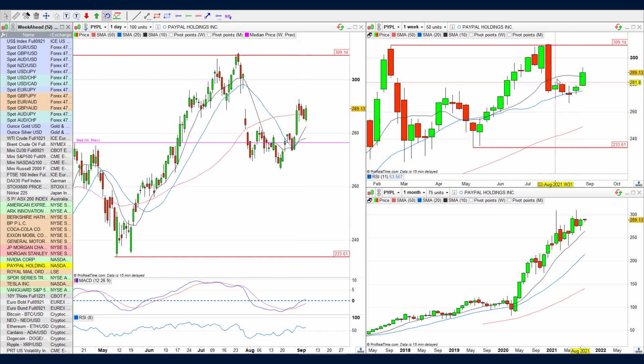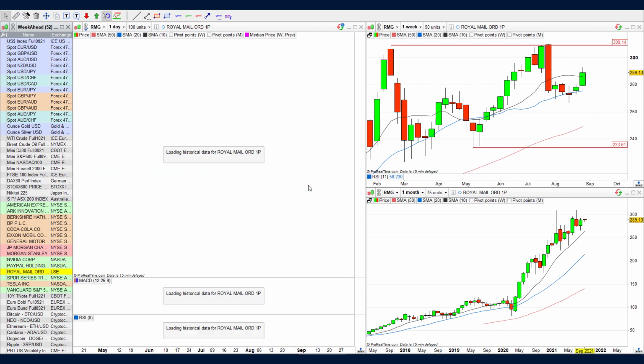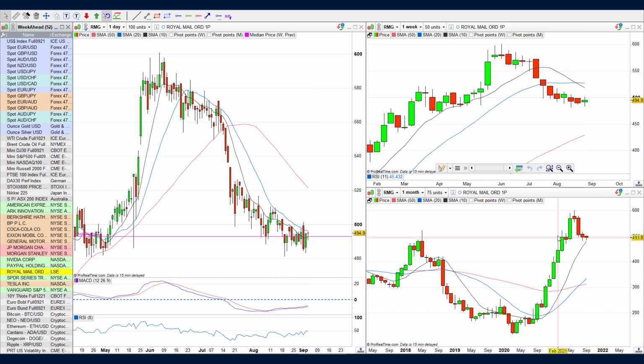It makes sense here. We've got these swing lows on the weekly on PayPal, and there's no reason why it couldn't continue to push up to 309, take another run at it. Nothing here that necessarily says weakness, unless the rest of the market decides to head lower, then that will pull it down.